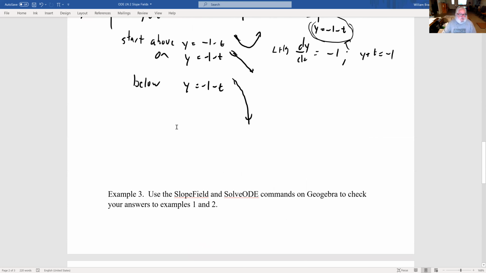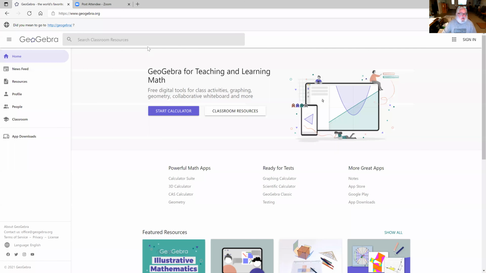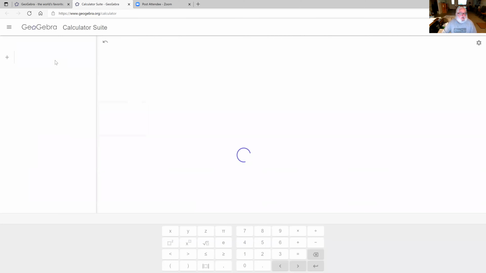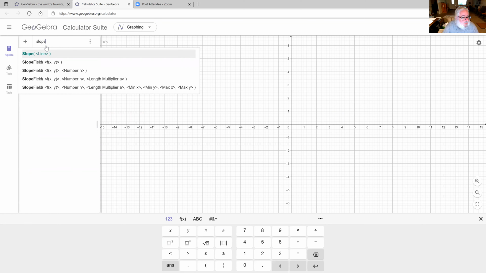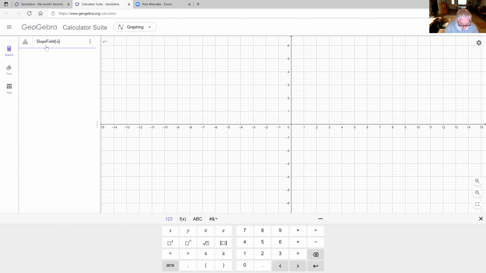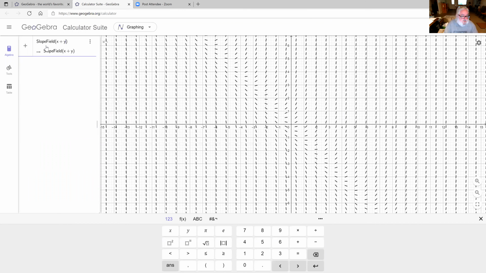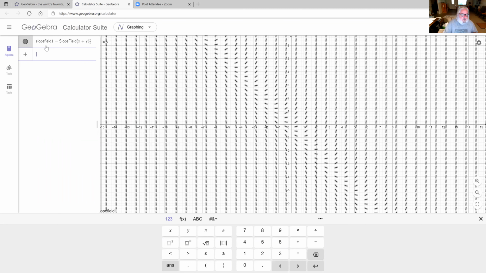Luckily, GeoGebra can do a lot of this for us. So we'll go and look at GeoGebra real quick. Where is my GeoGebra? There it is. So there's GeoGebra, and we will start the calculator. And fortunately for us, GeoGebra has a slope field command. And we'll just put in x plus y. And remember, where I use a t, they use an x. So there's the slope field.